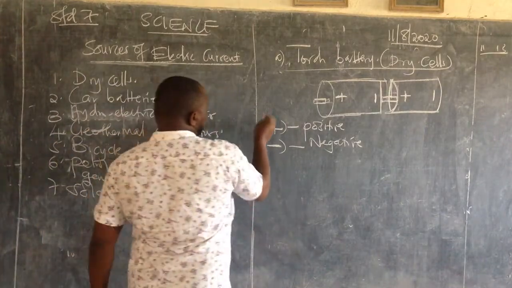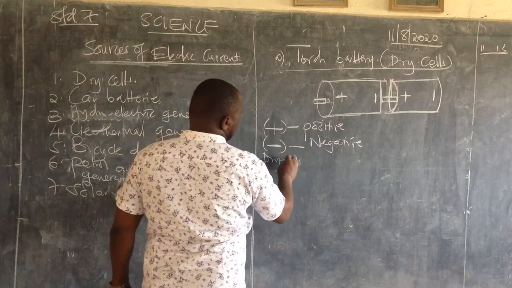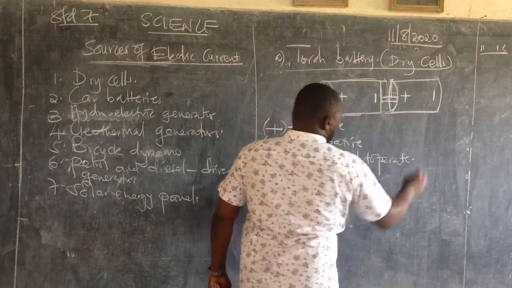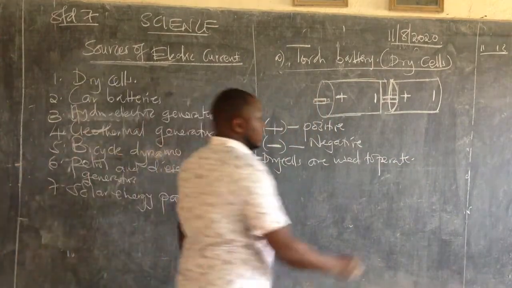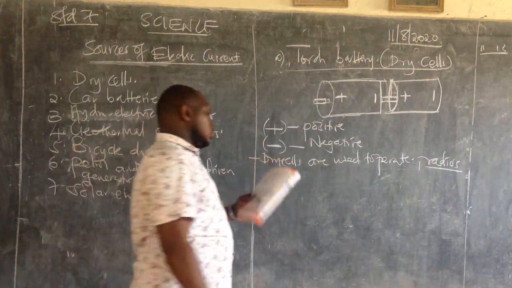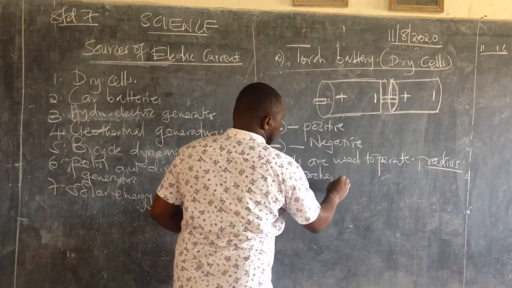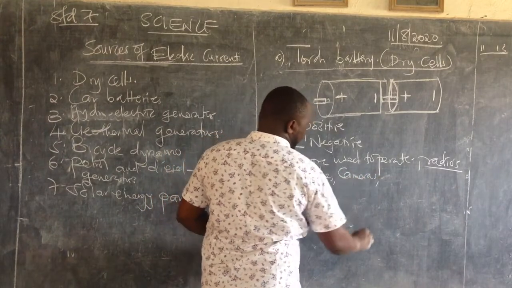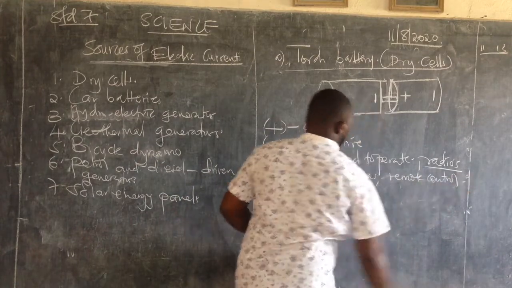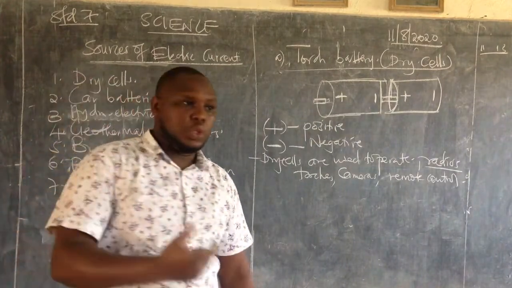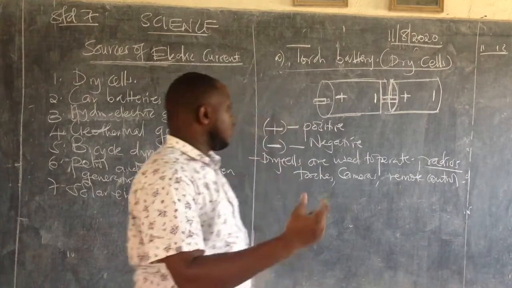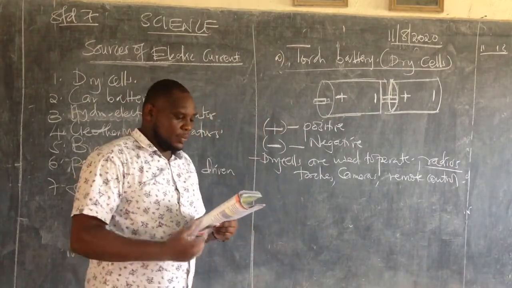So where do we use dry cells? Dry cells are used to operate radios. They can also be used to operate torches, cameras, or even remote control. If you look at that remote that you use to control the TV, it uses dry cells. The finger size dry cells, the small ones.